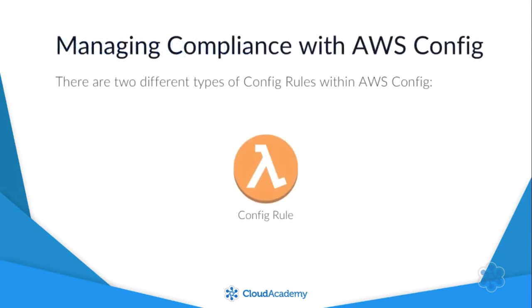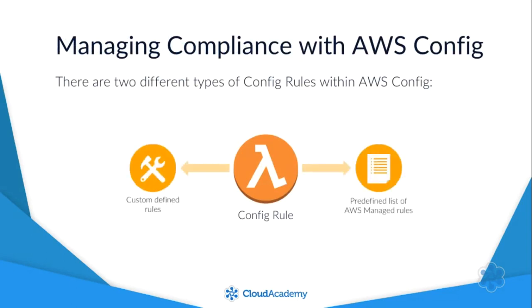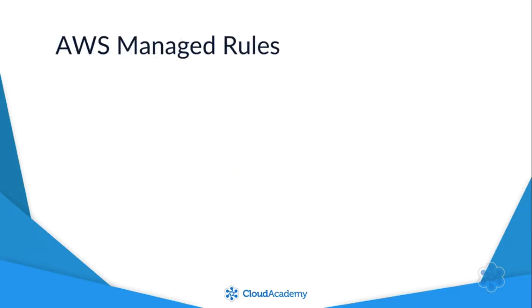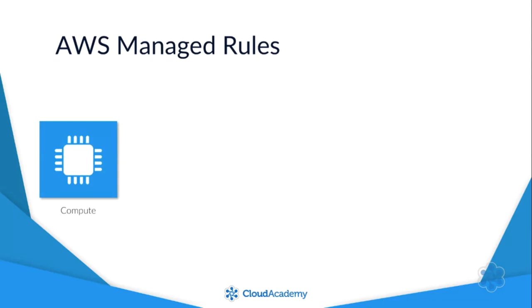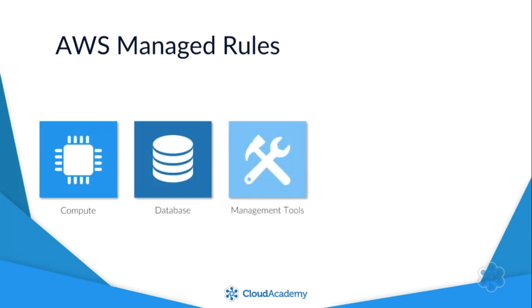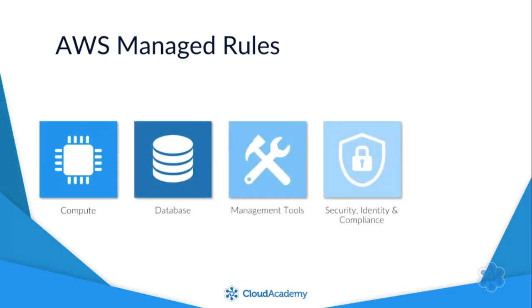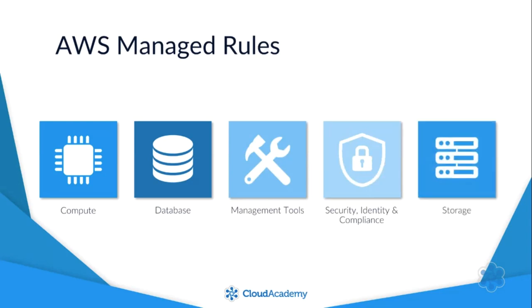There are two different types of config rules within AWS Config: custom config rules and AWS managed config rules. AWS managed rules are a set of predefined rules that cover a lot of best practices, so it's always worth browsing these rules first before setting up your own, as there is a chance that the rule may already exist. At the time of writing this course, these managed rules cover 5 different topic areas: compute, database, management tools, security, identity and compliance, and storage.